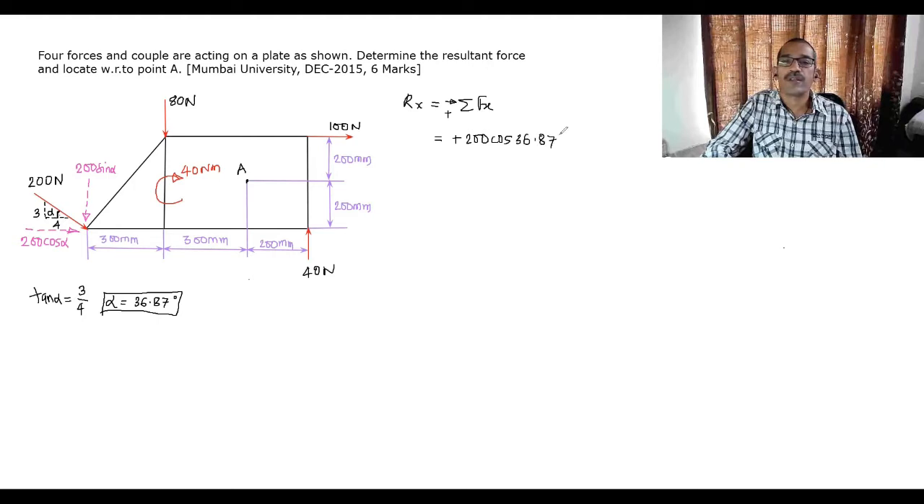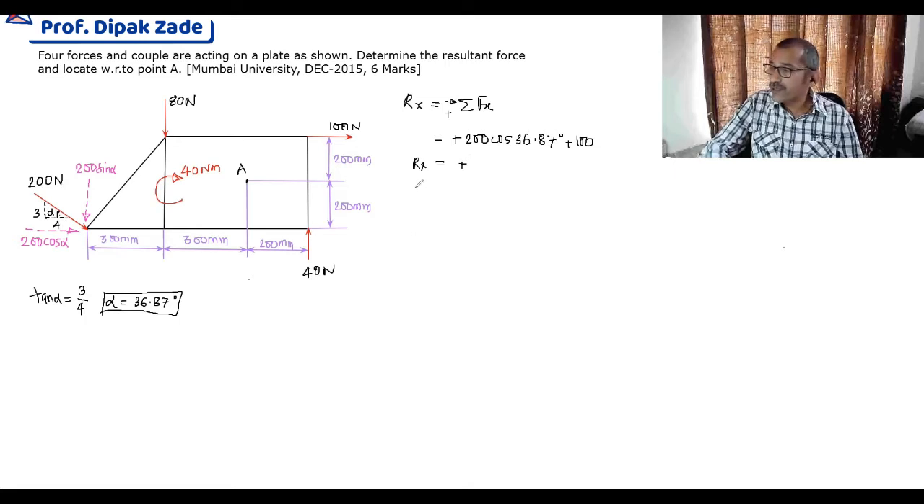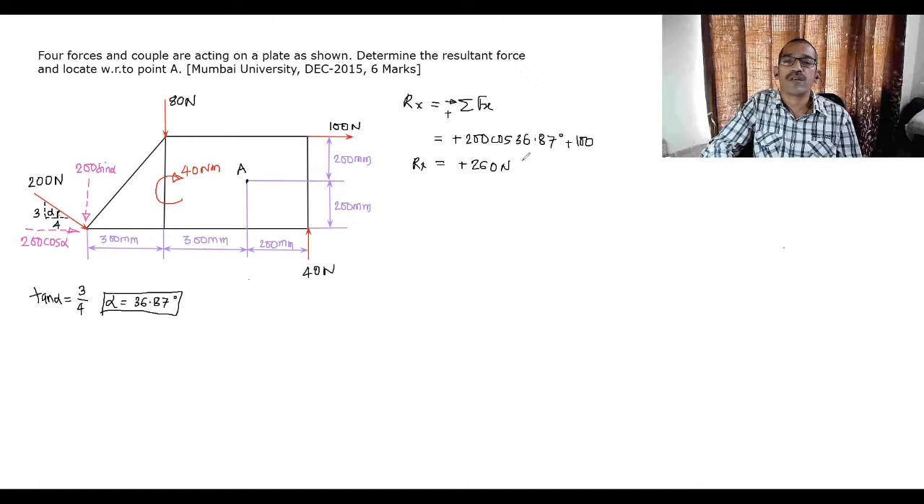Alpha is 36.87, number 1. Next, which force is in the horizontal direction? There is only one force here, right? Topmost location on the right side, 100 Newton rightward, plus 100. Any other force in the horizontal direction? No. That means Rx comes out definitely positive, and if you calculate, Rx comes out to be 260 Newton. Answer positive means we'll write rightward.